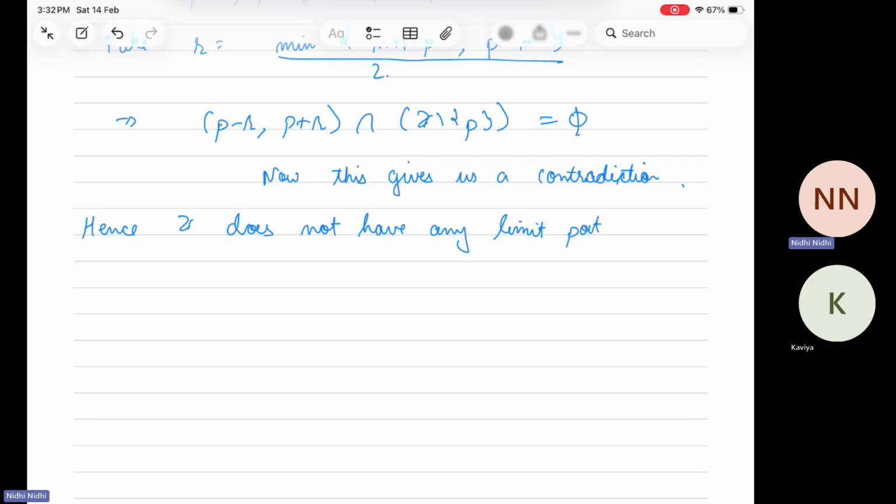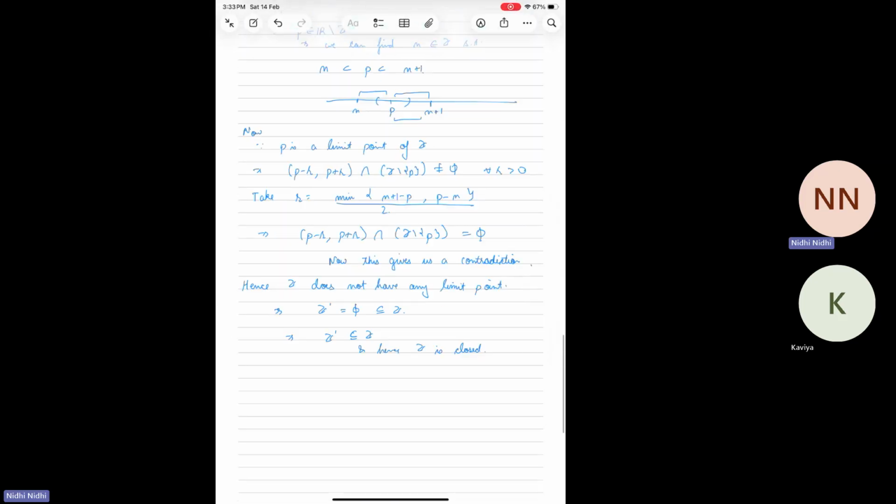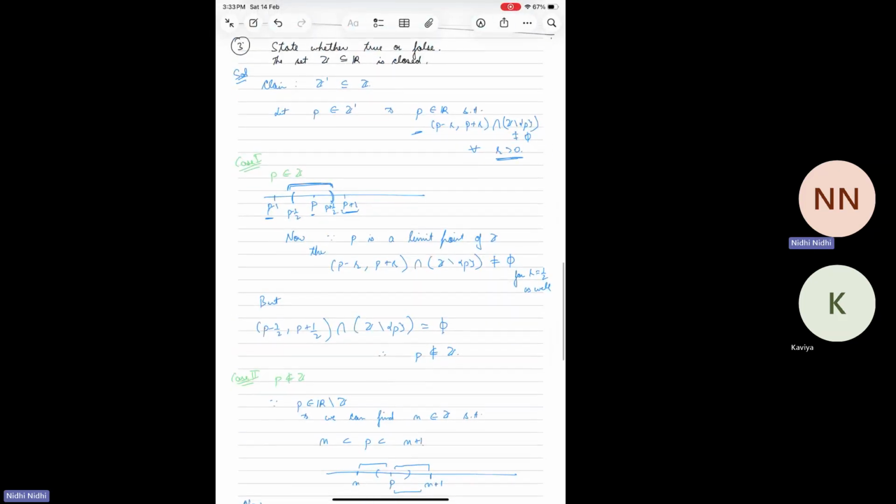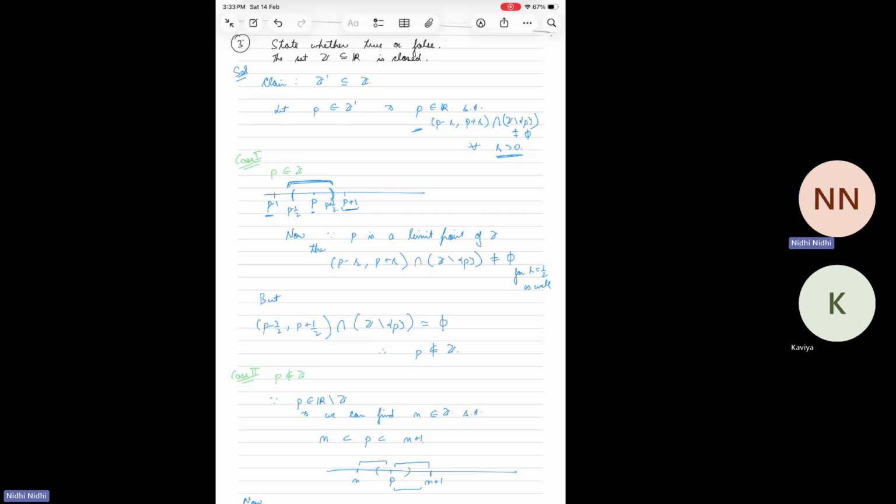Now this means Z prime is an empty set. And we know that the empty set is always a subset of any set. That means this is a subset of Z. This implies Z prime is a subset of Z and hence Z is closed. That's what we wanted to show. The set of integers is a closed set. That means the given statement is true.